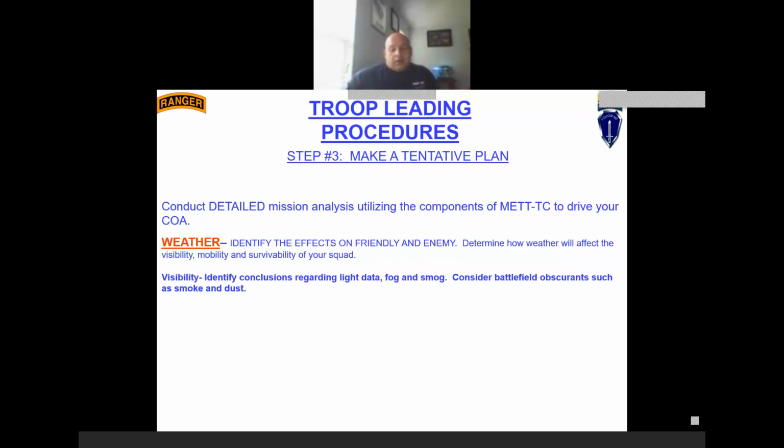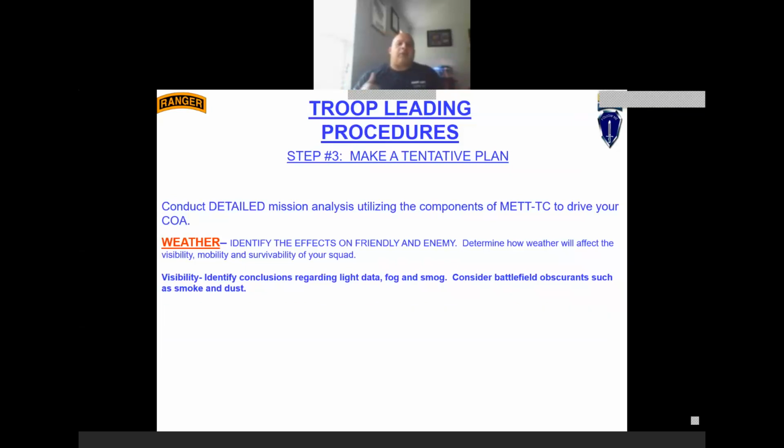Okay. So, visibility. As a leader, you must identify critical conclusions about visibility factors such as light data, fog, smog, and battlefield obscurants such as smoke and dust. Consider light data, identifying critical conclusions about beginning morning twilight, BMNT, sunrise, sunset, and the evening, EENT, moonrise, moonset, and percentage of illumination.